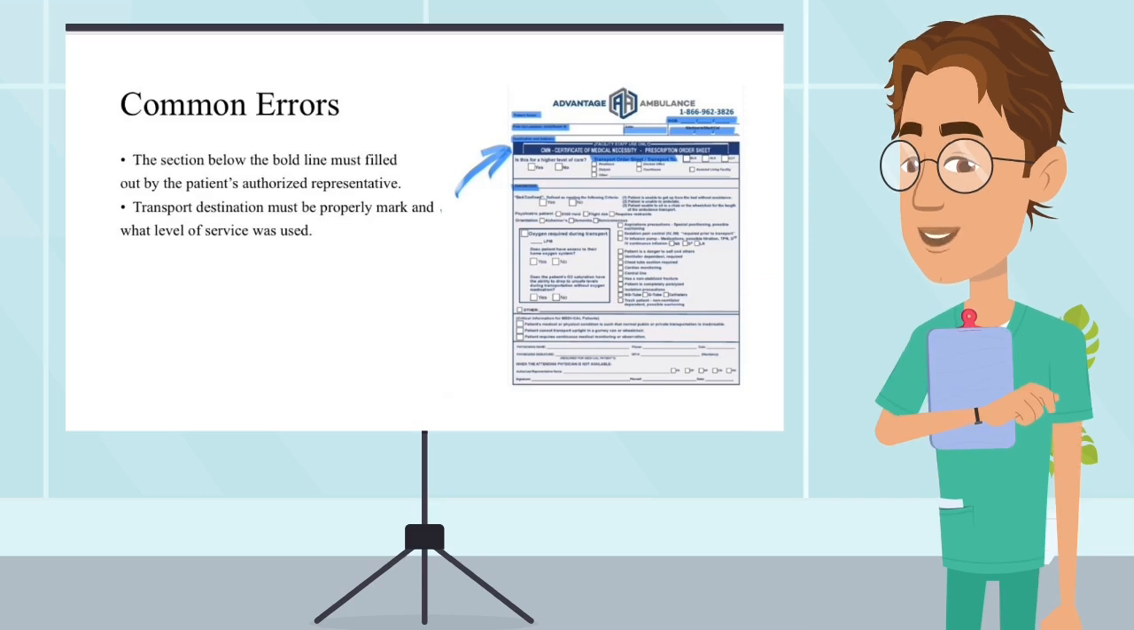Transport destination must be properly marked and what level of service was used. So they need to fill out the box with a higher level of care or a lower level of care. Our ambulance company does BLS and CCT. So the marked boxes should be BLS or CCT. Even if it meets the ALS criteria, it should be marked CCT.